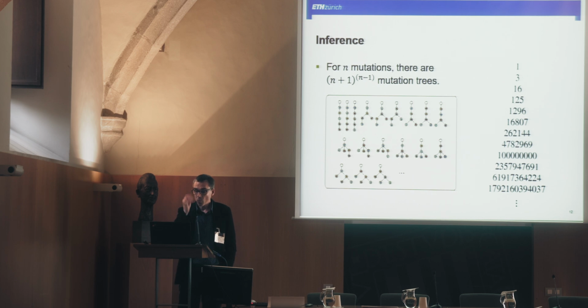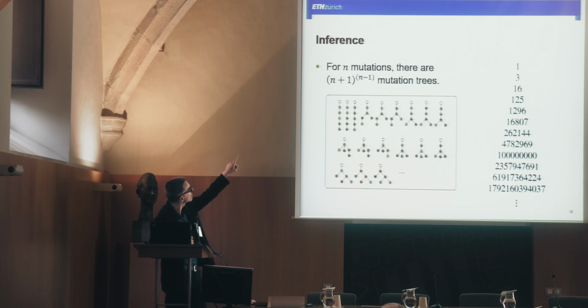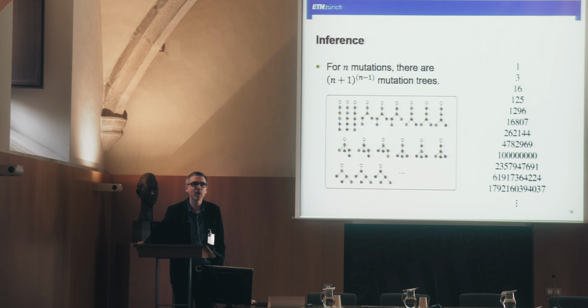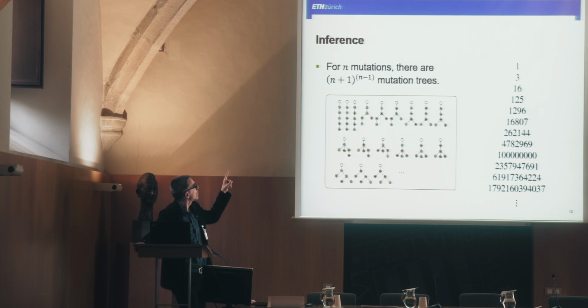So for inference, we are left now with finding the optimal tree. That's a discrete object. So the search space is the set of all trees. And if you have n mutations, the size of that space is n plus 1 to the power of n minus 1. That's the real problem, to find the optimal tree in this space. But the good news here is that the size of this space does not depend on m. It does not depend on the number of cells anymore. It only depends on the number of mutations.